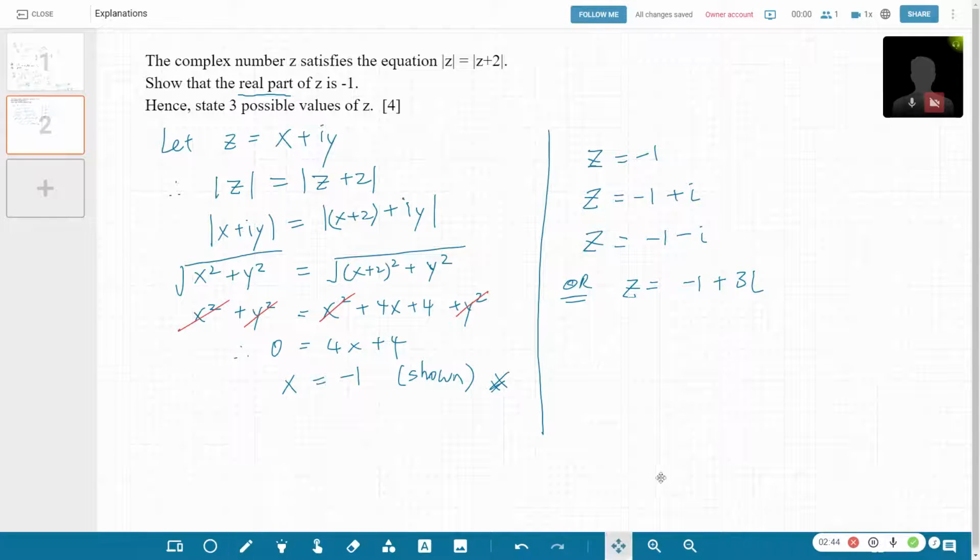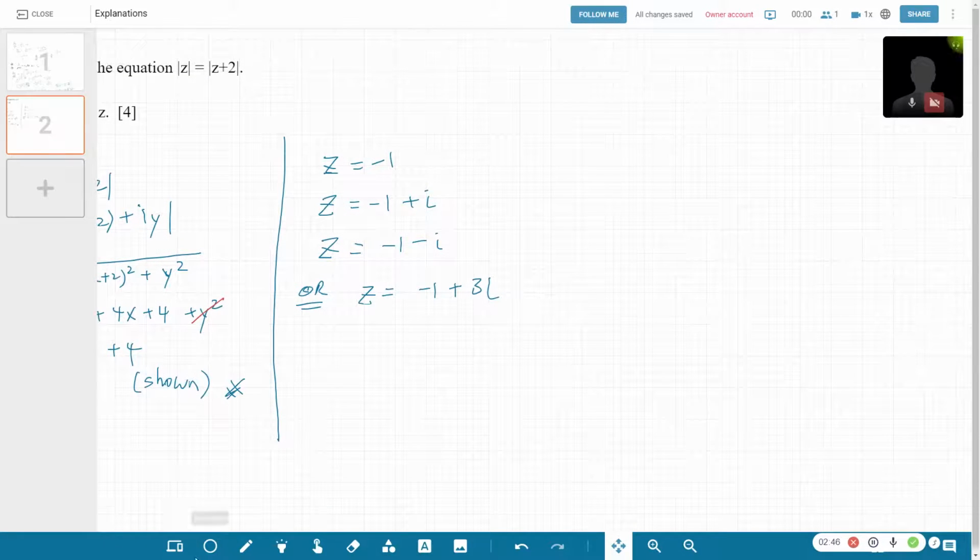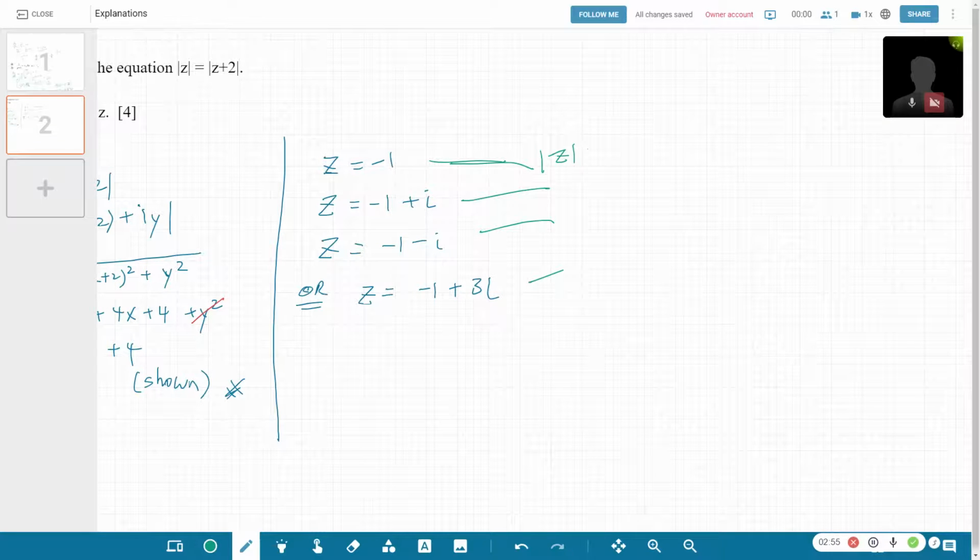So how do we know? Even if you're not sure in the exam, we can do our check on the GC. Let's say I do it on the GC for all of these. For the first one, mod z equals 1. This one, mod z equals root 2. This one, mod z equals root 2. So for -1 plus 3i, it will be 1 squared plus 3 squared, so this is root 10.